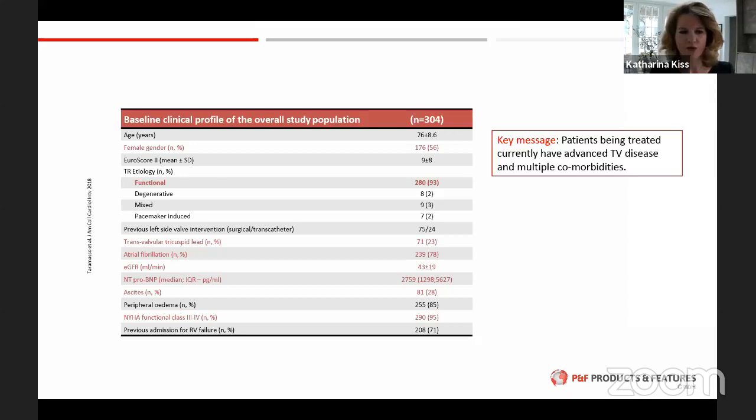They have a high EuroSCORE. The majority is functional. They have pacemaker leads, atrial fibrillation, renal failure, heart failure, ascites, peripheral edema, and they are in high NYHA classes 3 and 4. So we are treating a very ill patient cohort.